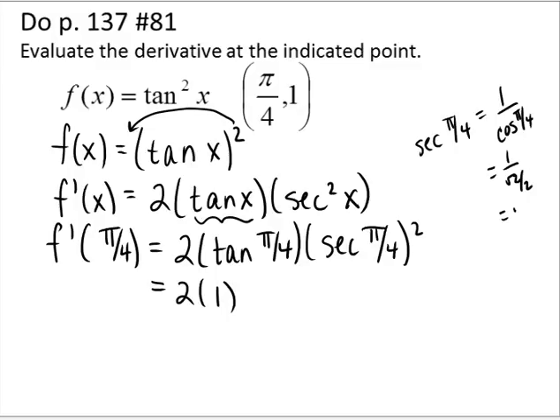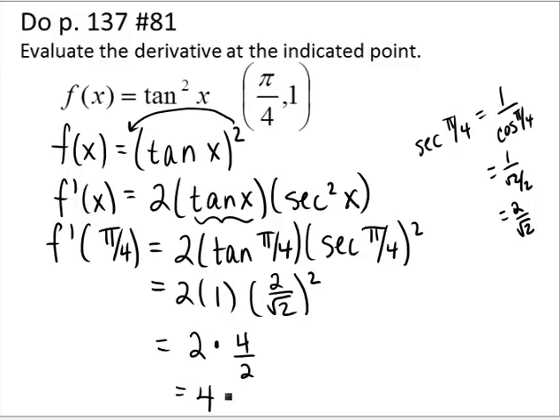So that means that it's really 2 over the square root of 2. So I will be multiplying this by 2 over the square root of 2, and that will be squared. So my final answer will end up being 2 times, that would be 4 over 2. So it'll end up being just plain old 4.